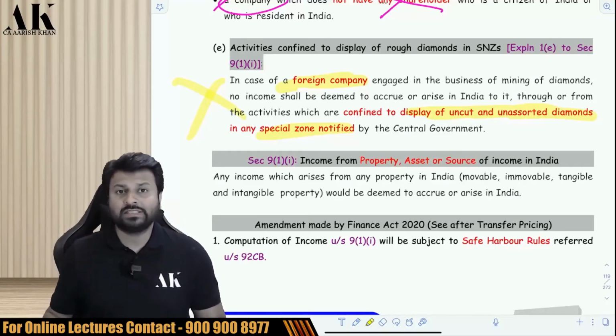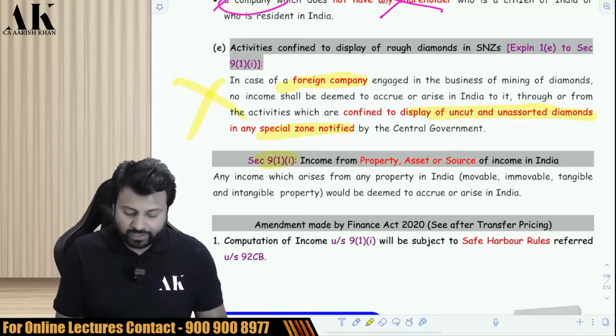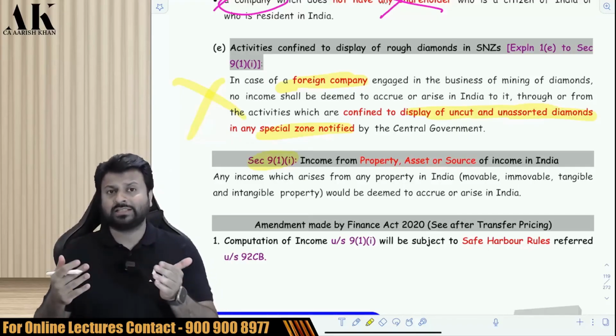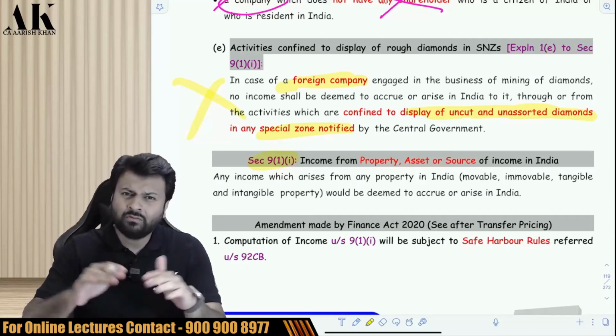Here the concept of business connection is completed. Now let's move on to the other heads of income. We need to explain the deemed to accrue or arise concept for every head of income.